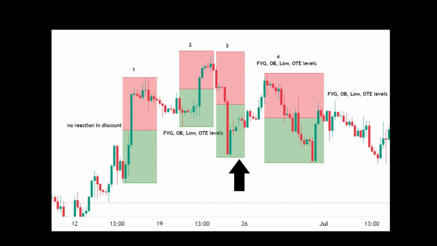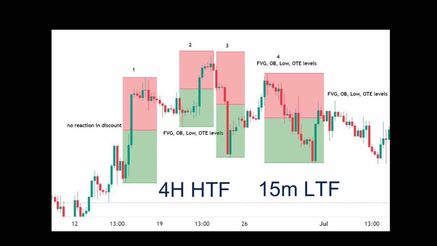Okay, so those are the four impulses that I see. Of course, we're going to try to see the lower time frame. This is the 4-hour time frame, so our lower time frame would be 15 minutes. Let's go to the 15-minute in each case. In the first one, we don't have a price below the 50%, so we're not going to study that price action in the 15 minutes.